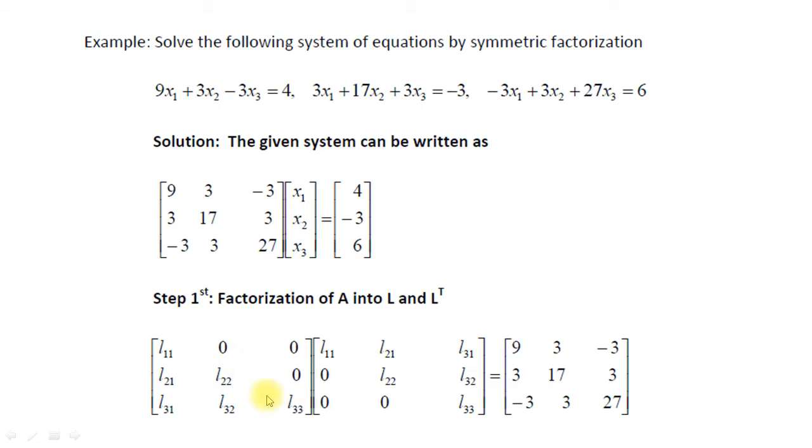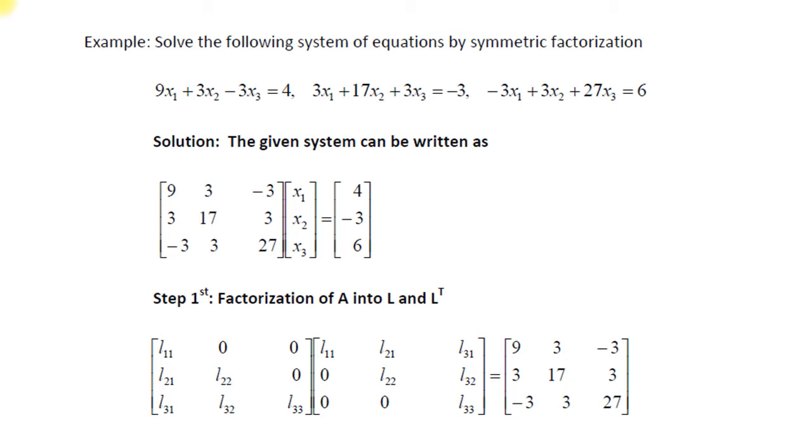So this is the lower triangular matrix, and this is the transpose of the matrix. So the diagonal entries will be the same, L11, L22, L33, and L11, L22 and L33. These diagonal entries are the same, but here they are unknown. So this is the lower triangular matrix, and this is the transpose of the lower triangular matrix, and this is the matrix A.